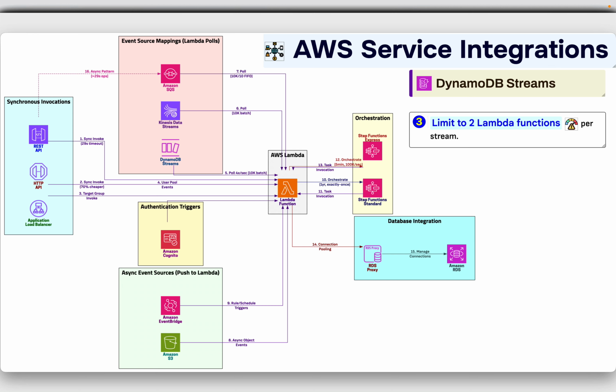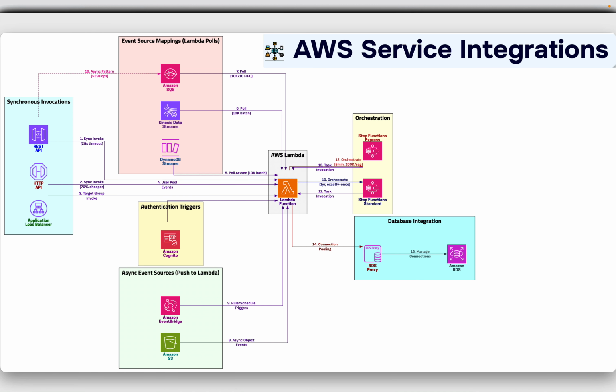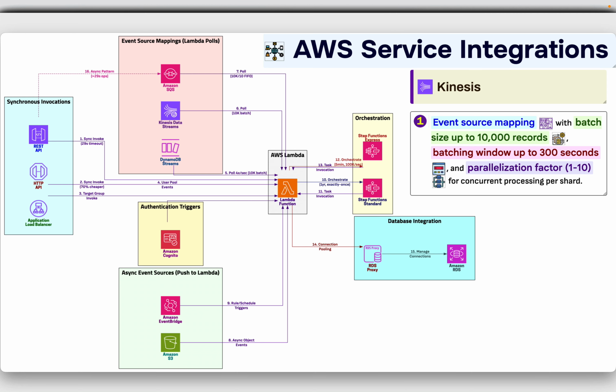There is a limit of 2 Lambda functions per DynamoDB stream. Next one is the Kinesis. So event source mapping supports batch size up to 10,000 records, batching window up to 300 seconds, and parallelization factor from 1 to 10 for concurrent processing per shard.